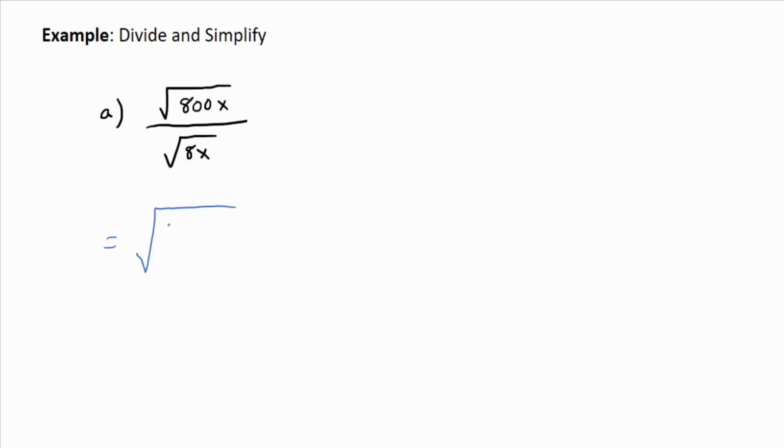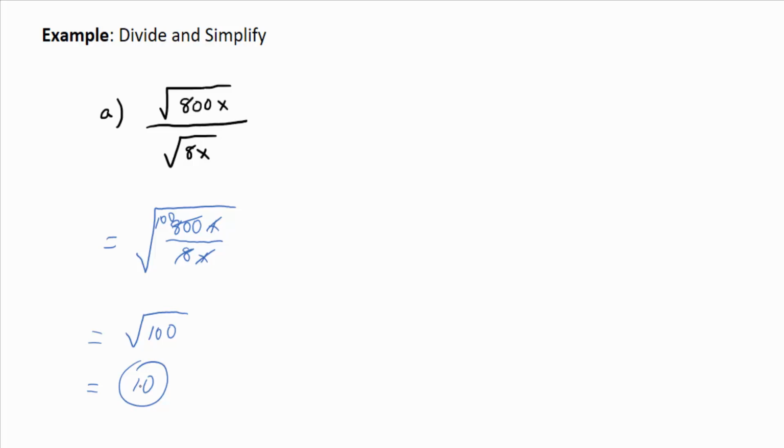And so we could rewrite it as the square root of 800x divided by 8x, and then look how nice it simplifies. What does that become? Just the square root of, the x's cancel, 8 goes into 800 100 times, you get the square root of 100. I'll go ahead and write that down. I think we know that that's equal to 10. So that simplified really nicely.